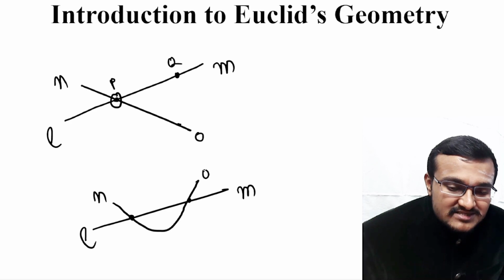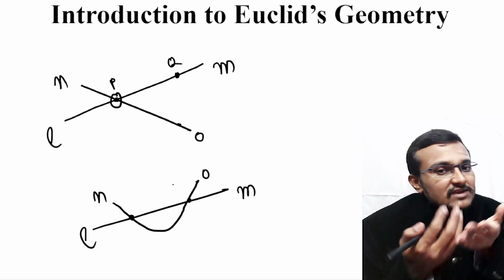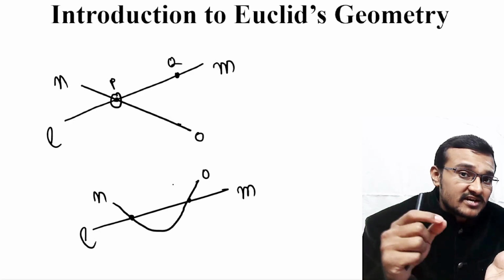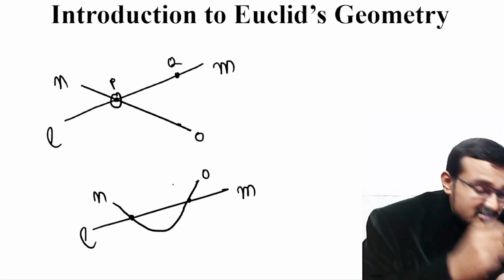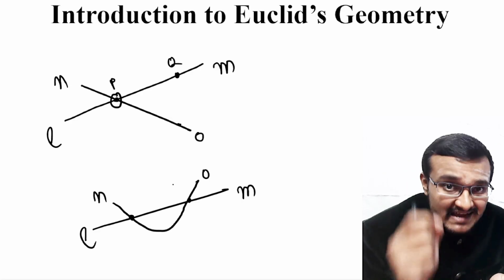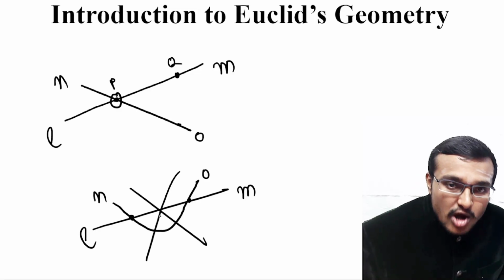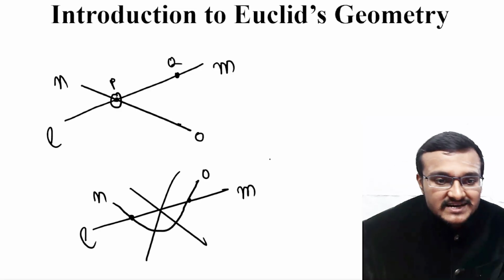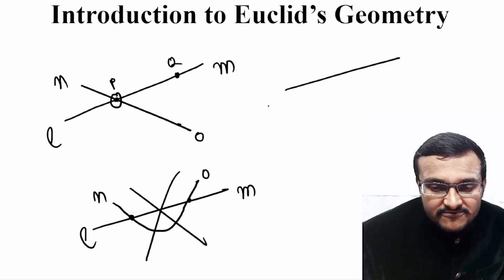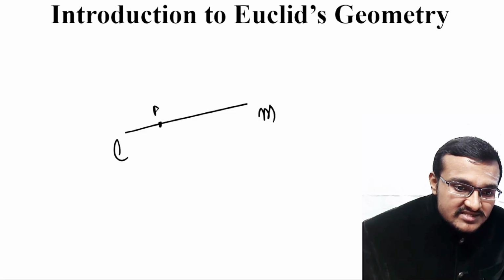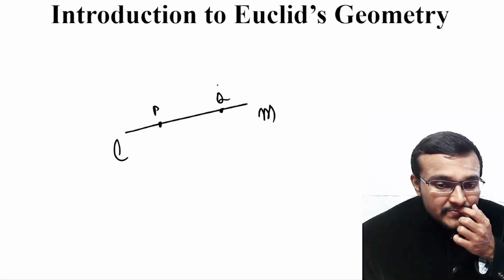So if NO is drawn like this, then NO is no more a straight line. It becomes a curved line. Here we are specifically mentioning distinct lines. Lines means a straight line. So this is wrong. You have to draw a straight line. So that means if here LM is there, and on this LM, P is there and Q is there, two distinct points are there.